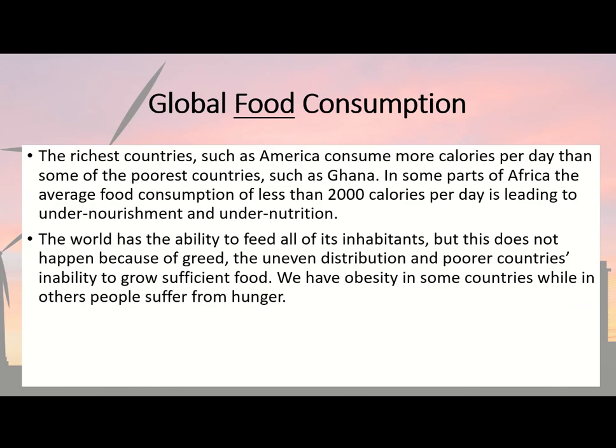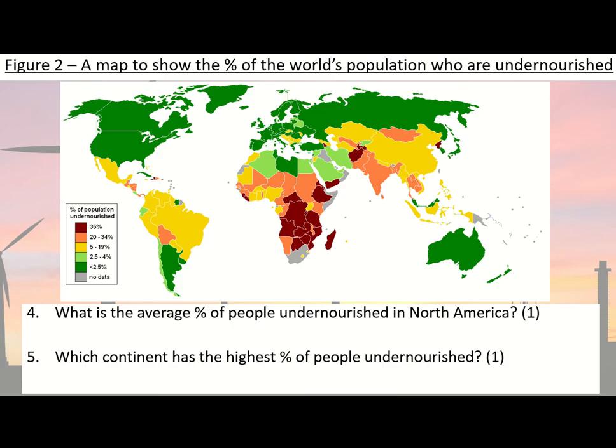So again, pause the screen to get these notes down, and then we're going to have a map skills task from either the screenshot that you're going to take on the next slide, or from what you've saved from the Joglogs folder on Office 365. So here you go, figure 2. This is a map to show the percentage of the world's population who are undernourished, do not have enough calories. So have a little look at this map and try and answer those two questions.